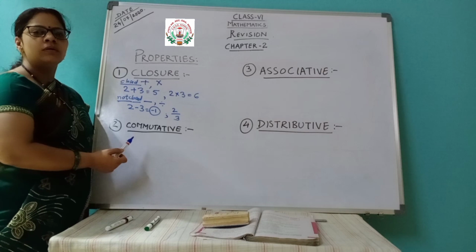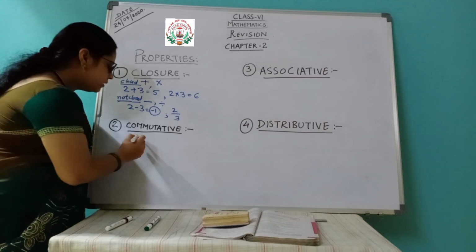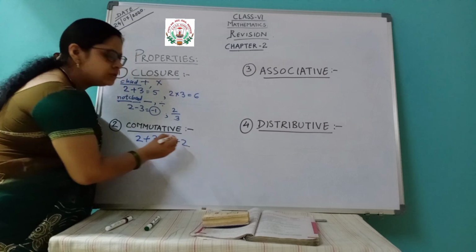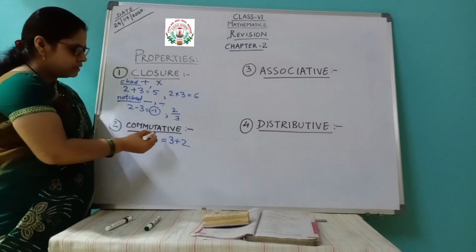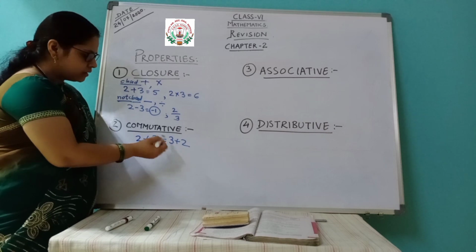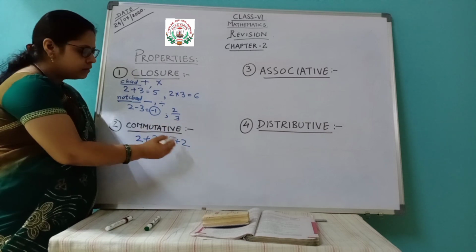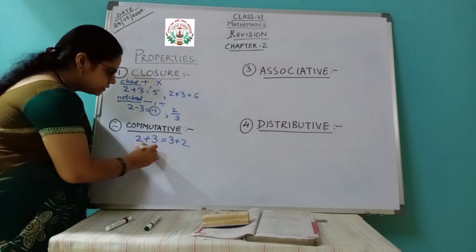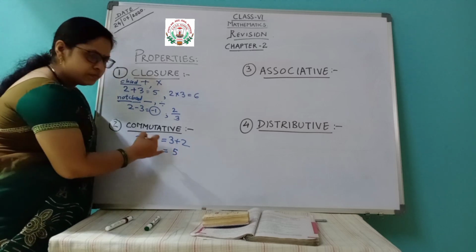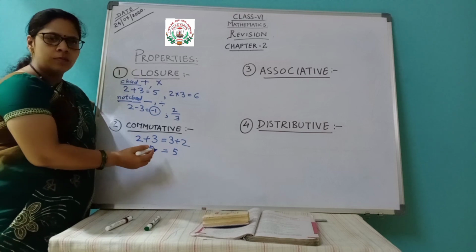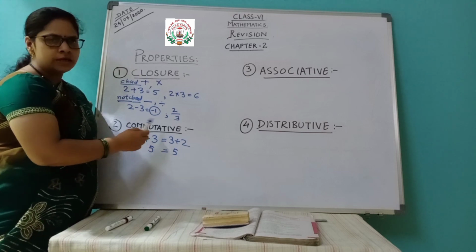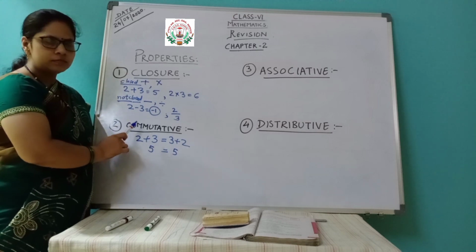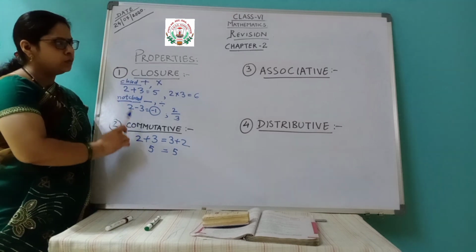Next, coming to the commutative property. Like 2 plus 3, you can also write it as 3 plus 2. Means if you change the order, the second number written at the first position and the first number written at the second position, if you are changing the position of the numbers, the answer will not change. Because this is giving you 5 and this is also giving you 5. Both are equal. So this is called the commutative property. Means if you change the position of the numbers, the result will not change. It is called the commutative property for the whole numbers.